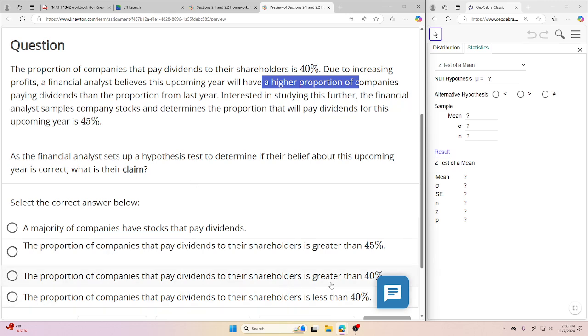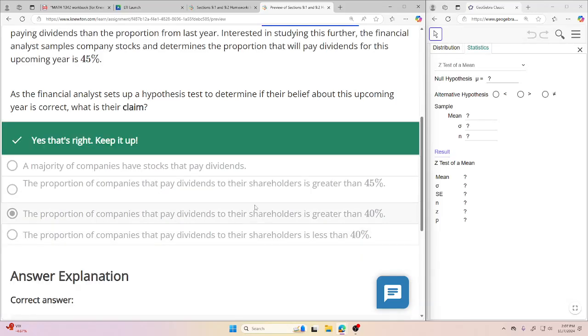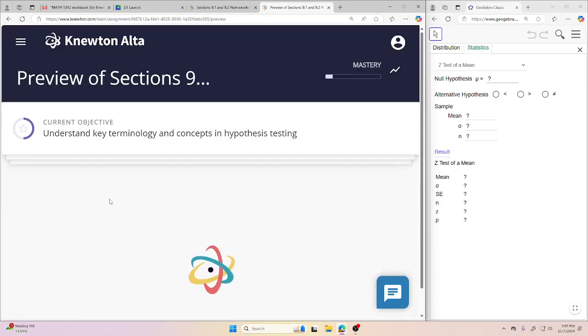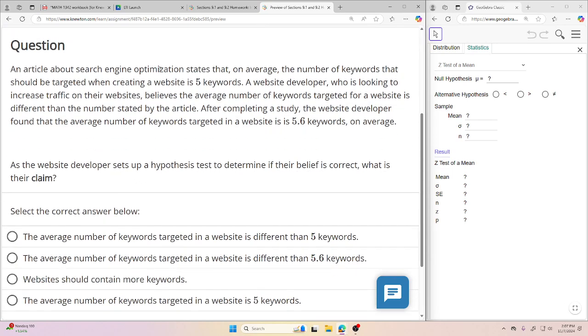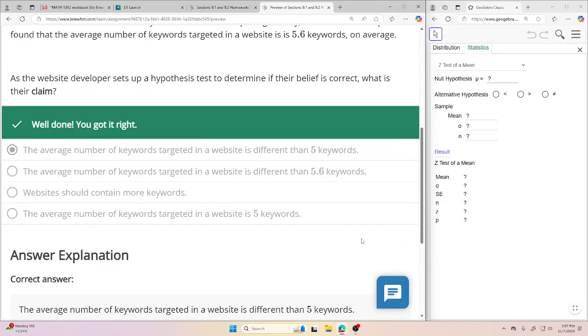C, greater for higher proportion than the 40. Yep, there we go. Nice. An article searched this, found an average of 5 keywords. Someone looking to increase traffic believes that the average is different. Oh, there it is. You see the keywords there? Is different. So which one would that make sense with? A, is different than 5. Yep. There it is. Cool.